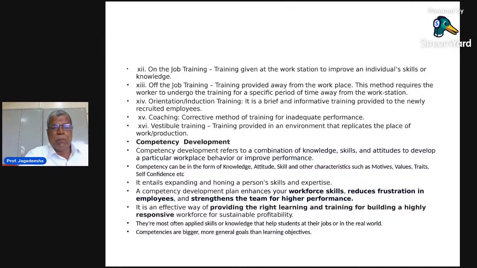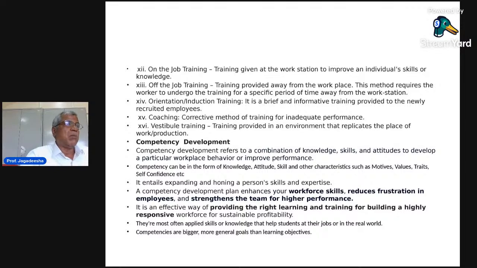For example, a pilot in the aircraft can be given training in a vestibule training, which is also known as a simulated system of training. As you know, the cost of the aircraft runs to almost hundreds of crores. And no trainee will be allowed to get into the aircraft unless a complete training period is over. The training may be about 6 months, even more, or a little less.